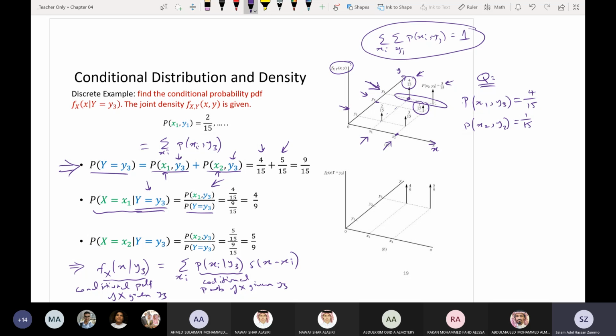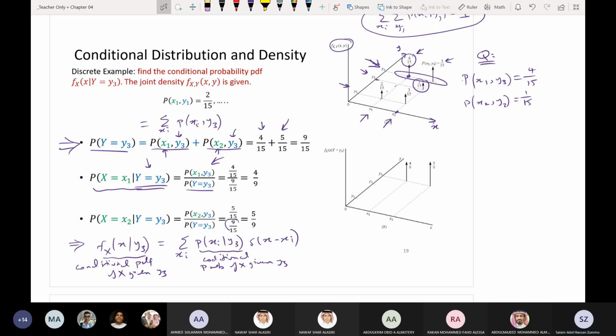Now I write this in the denominator. I divide the joint probability of x2, y3 by the probability of y3, which is 5 over 15 divided by 9 over 15, giving me 5 over 9. And the probability that x equals x1 given y equals y3 is the joint probability of x1, y3 divided by the marginal probability of y3, which is 4 over 15 divided by 9 over 15, giving me 4 over 9.